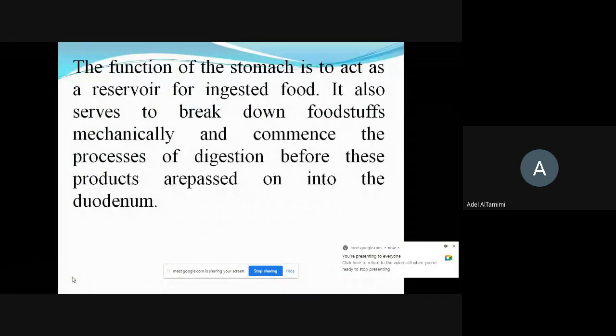As we said, the function of the stomach is to act as a reservoir for ingested food, which is broken down by the action of the strong muscular contraction of the stomach. It will break the foodstuffs into smaller particles as the first step of digestion before this ingested food is passed into the duodenum to start the second step in the digestion.